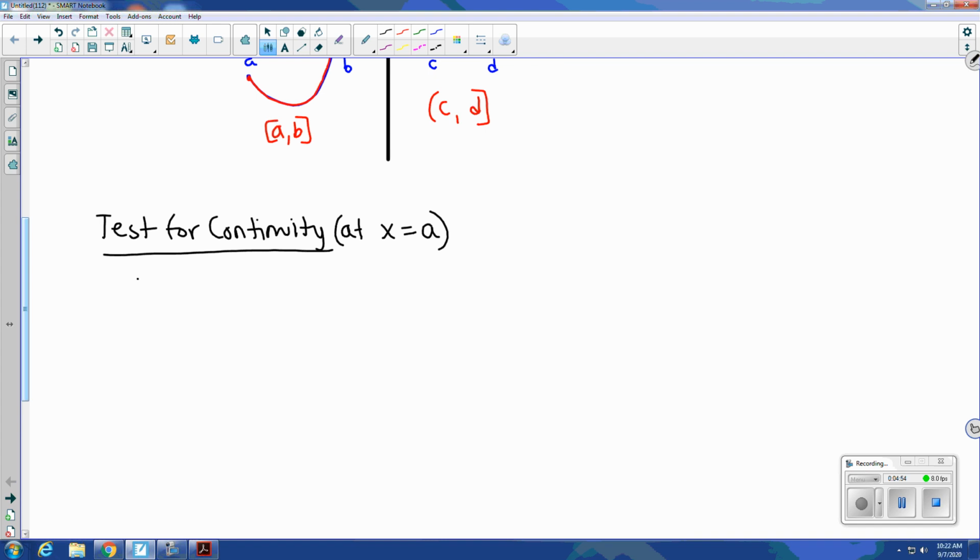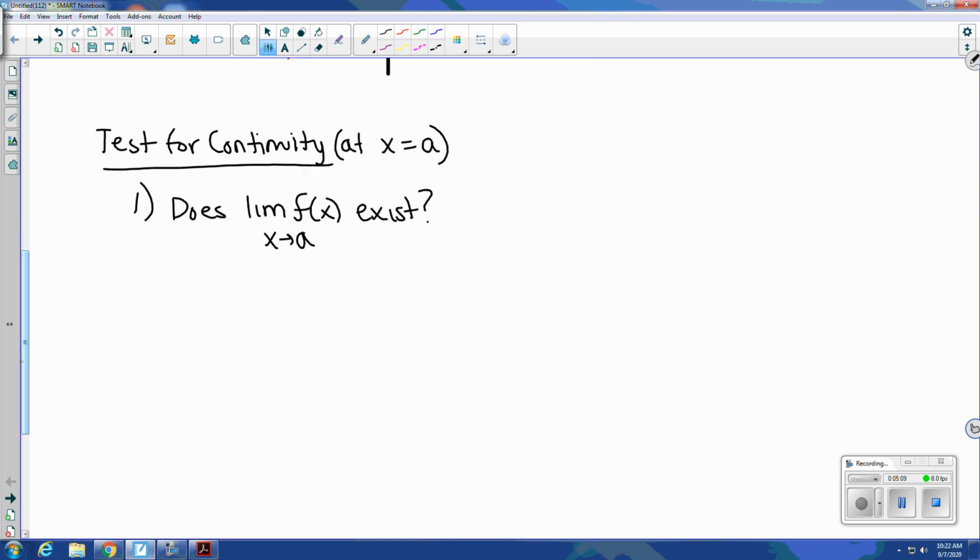The first thing is we want to establish, does the limit of the function as x approaches a exist. Okay, and if we're trying to test that, remember graphically, this is a two-sided limit. So if we want to establish it exists, we are going to have to establish that the one-sided limits are equal. So we want to check to see if as we approach from the left and from the right, we get the same thing.